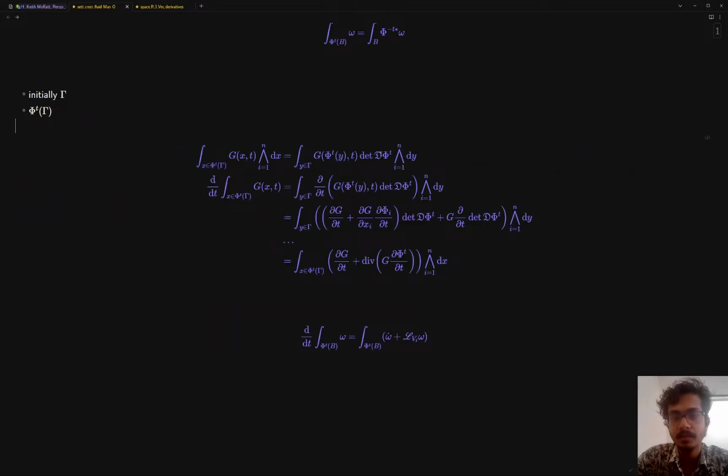I'm multiplying this real number with another real number and I'm integrating over y. Y is my initial area, so I can integrate there. Now I take the time derivative of these. The time derivative goes inside and then it takes a derivative. I don't know if this should be a partial or total derivative, it doesn't really matter.